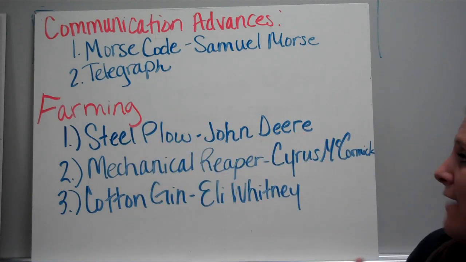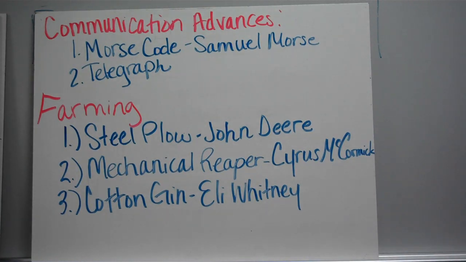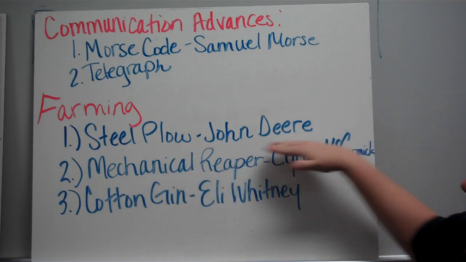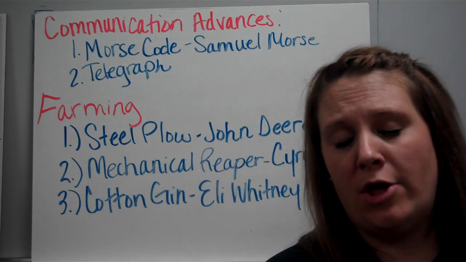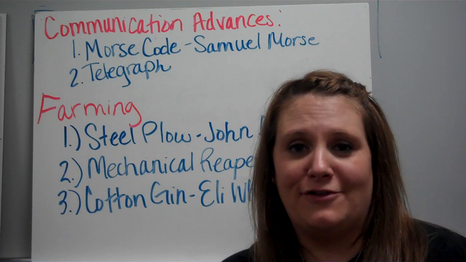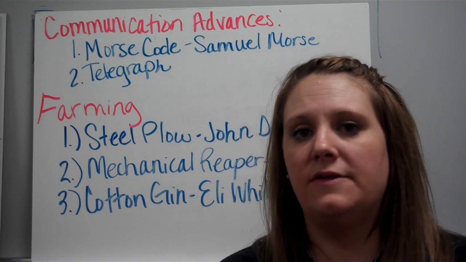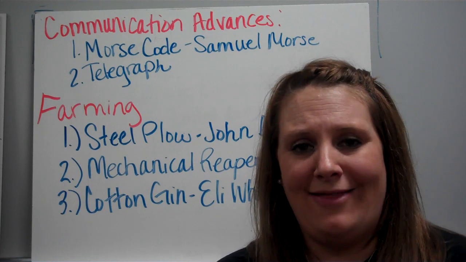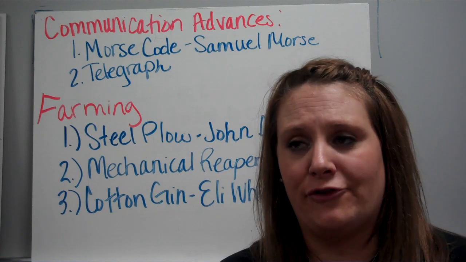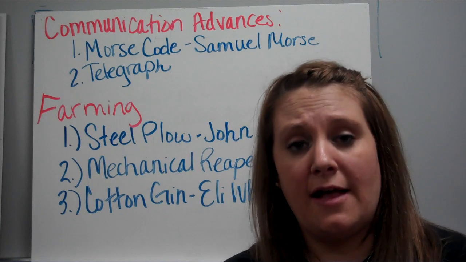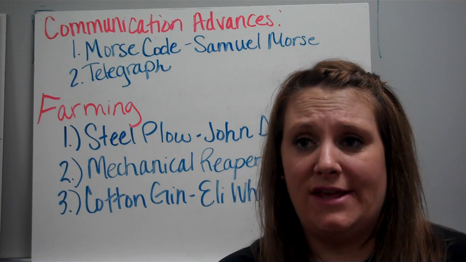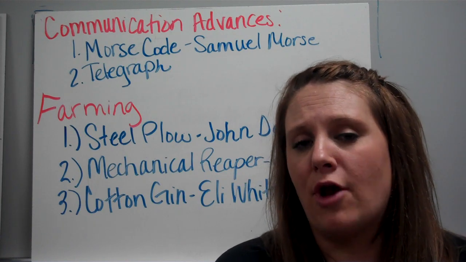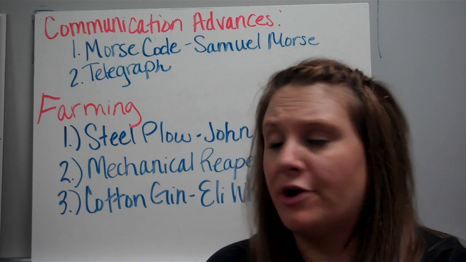Farming. There were several farming advancements during the Industrial Revolution. The first is the steel-tip plow. This was created by a man named John Deere. You may be familiar with him and his green and yellow tractors that are named after him. The steel-tip plow is going to allow a farmer to plow land at a much more efficient and faster rate than with wood. It cuts through the land much easier, and it therefore requires less manpower and animal power.